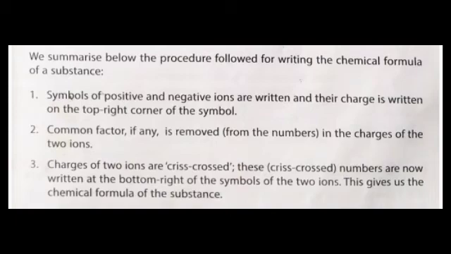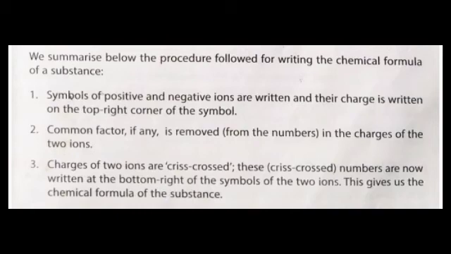Third, the charges of the two ions are crisscrossed. These crisscrossed numbers are then written at the bottom side of the symbols of the two ions. This gives us the chemical formula of the substance. Like Ca2+ and Cl−, when they form a compound, since Cl has 1, it will be crisscrossed with Ca, so Ca1 and Cl2.